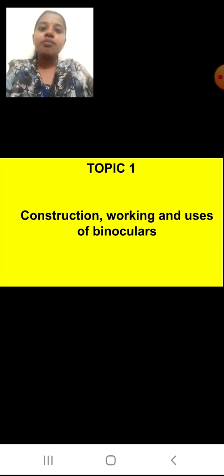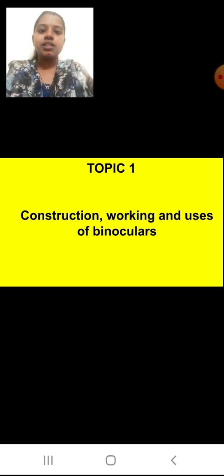Okay, now your first topic is construction, working and uses of binoculars. So what is your first topic? Construction, working and uses of binoculars. Here you can include what binoculars are, explain the construction, tell about its working, and explain the uses of binoculars. If you want, you can draw the diagrams. If that is not possible, you are going to stick the pictures. After the school reopens, you can stick the pictures and then submit your book.